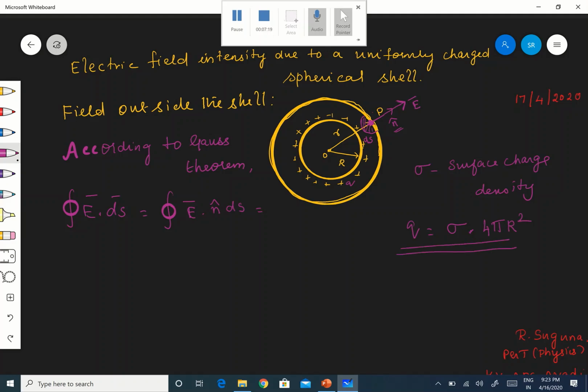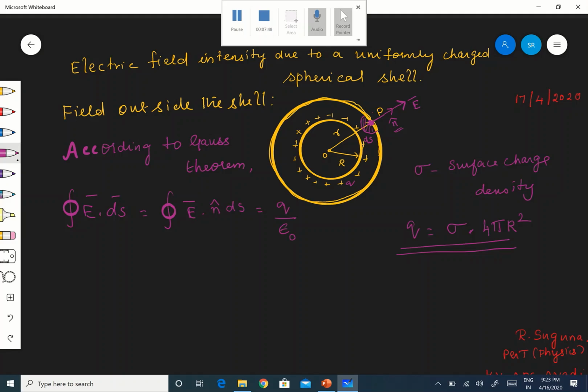Sigma is the surface charge density, meaning charge per unit surface area. Therefore, Q is the total charge on it, which is sigma into 4 pi R squared, where capital R is the radius of the sphere, the charged shell. Therefore, that is equal to Q by epsilon naught. Are you following?